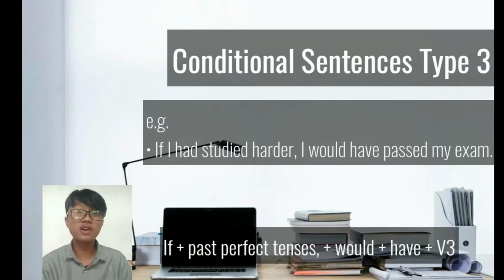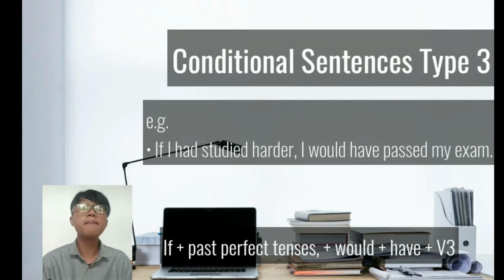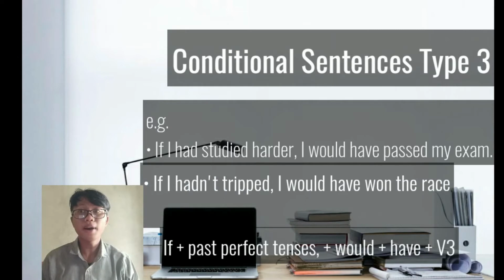If plus past perfect tense, comma, subject plus would plus have plus verb 3 or past participle. This is the structure of conditional sentence type 3. Okay, all about the past is conditional sentence type 3. If I hadn't tripped, I would have won the race.